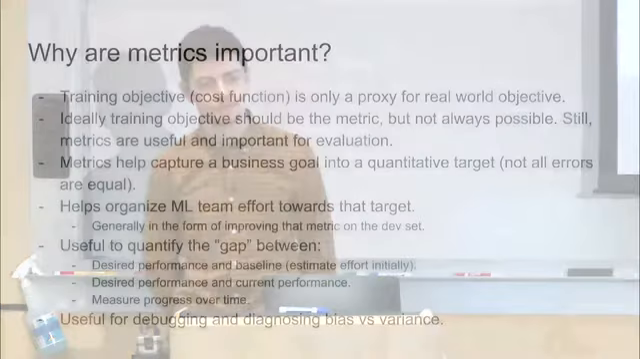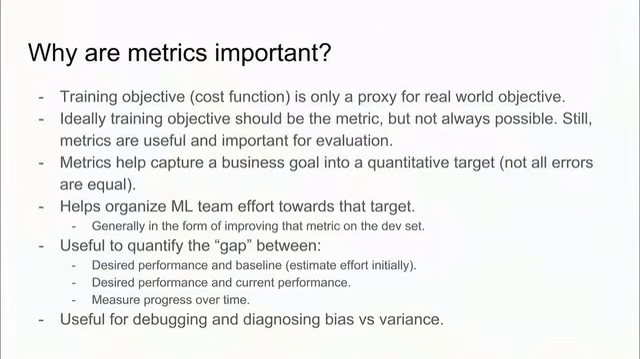And you can do so by looking at the gap between your metrics in different cases. So for example, you can look at the gap between your desired performance and your baseline, which tells you how much effort you think you would need to put in. And it gives you an estimate of how much effort that would be. You also have your desired performance versus your current performance. So that tells you an estimate of how much more effort you would need to put in. And then it also lets you measure your progress over time.